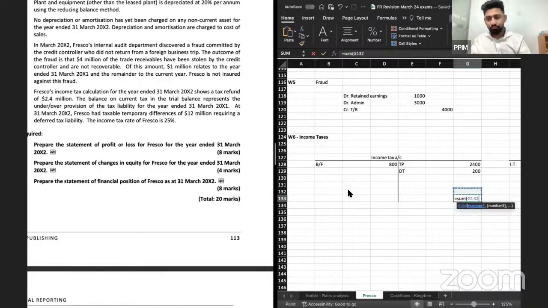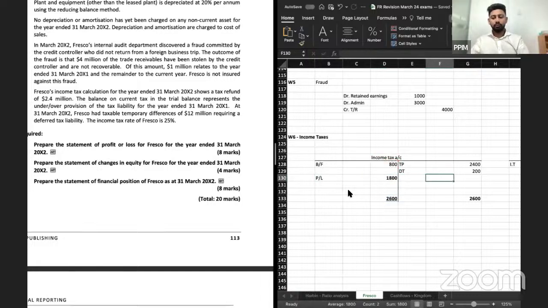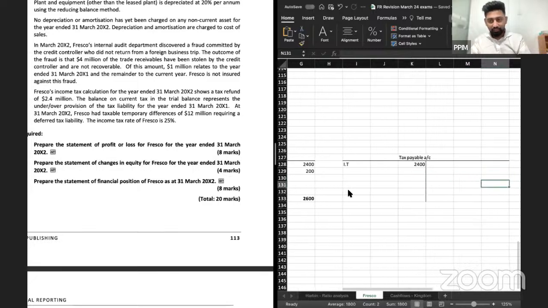Therefore, you take the total 2,600. So to your P&L, you have a credit of 1,800. That goes to the P&L, and then finally you have 2,400 here. Carried forward, you have 2,400 tax refund, and brought forward as an asset, we will take 2,400.